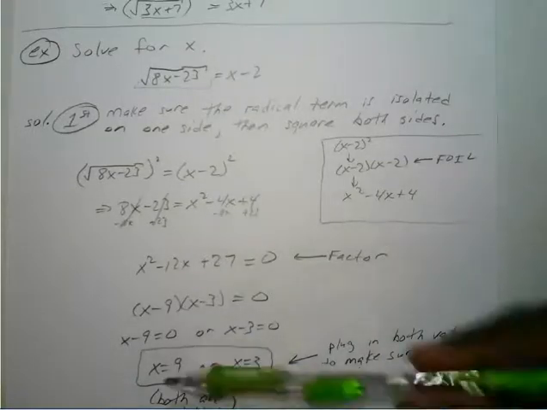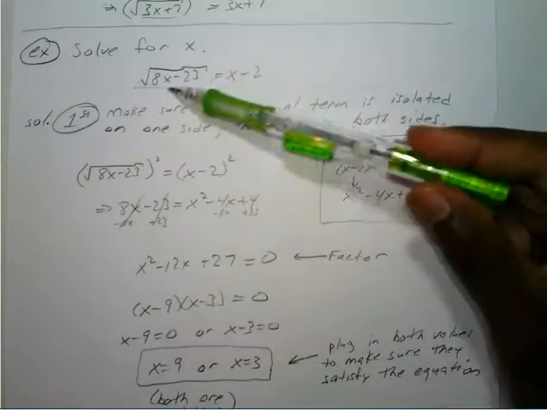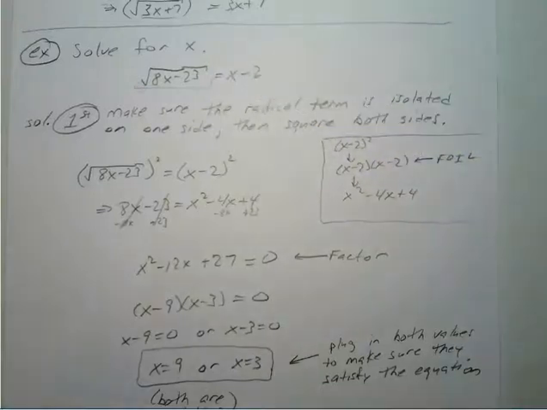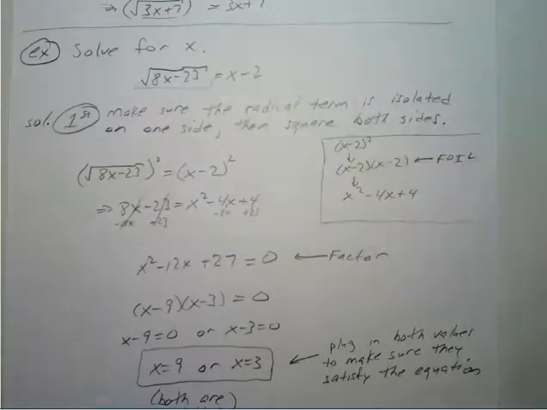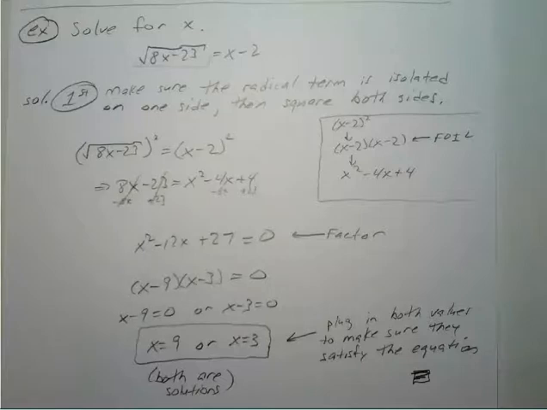If you plug in x equals 9, 8 times 9 minus 23 equals 9 minus 2, you get a correct answer. Same thing with x equals 3. If you plug that into the original equation, you get a true statement. Of course, we'll let you do that on your own. If you are still writing, feel free to press pause, but we're going to go ahead and move on to our next example.